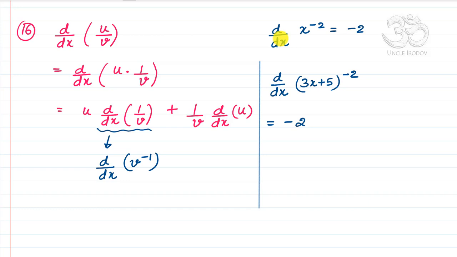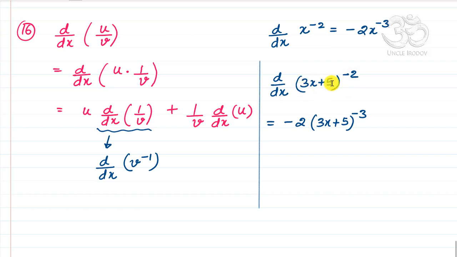Correct. So exactly here, this equation gives you d by dx of x to the power minus 2. It gives you minus 2 x to the power minus 3. In the same manner, this equation will give you minus 2 times (3x plus 5) raised to the power minus 3. But then you will have to spot the difference. Here it was simply x raised to the power minus 2. Here it is (3x plus 5) raised to the power minus 2.